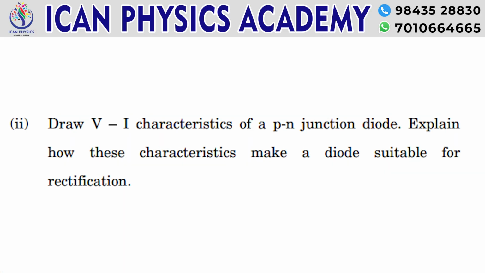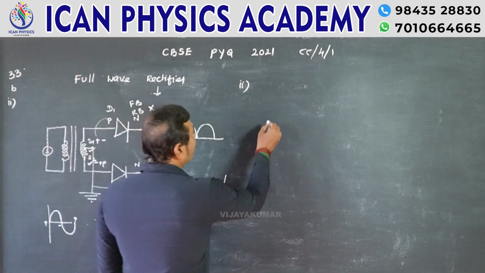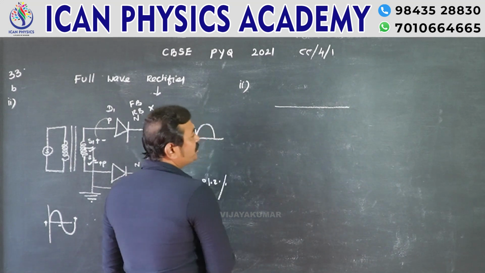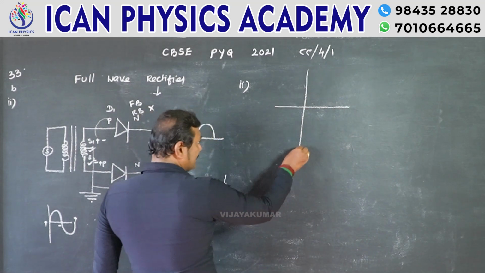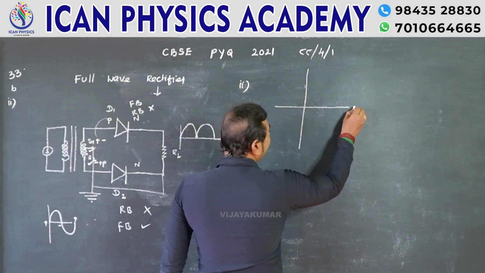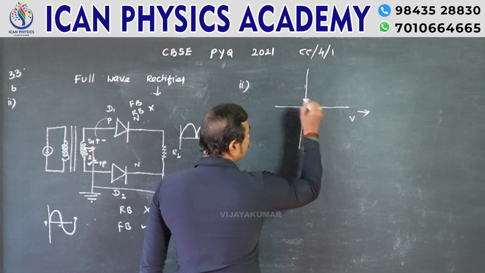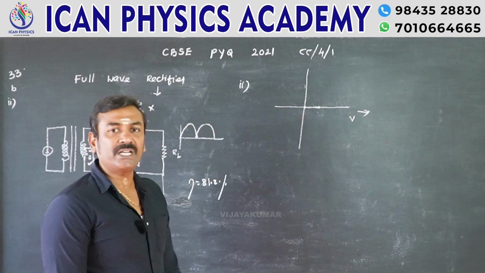So 33B, second question. Draw the VI characteristics of a PN junction diode. Explain how these characteristics make a diode suitable for rectification. Now the voltage is taken along the x-axis and the current along the y-axis. For forward bias, when the voltage increases, initially the current will be 0. Why? Because of the potential barrier.